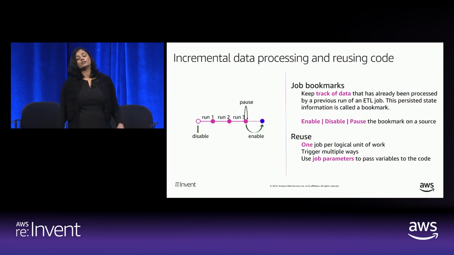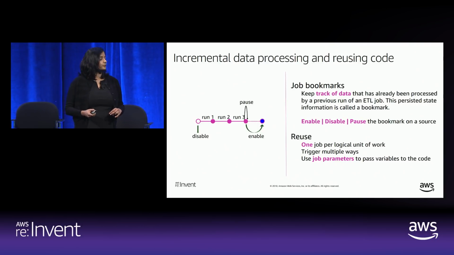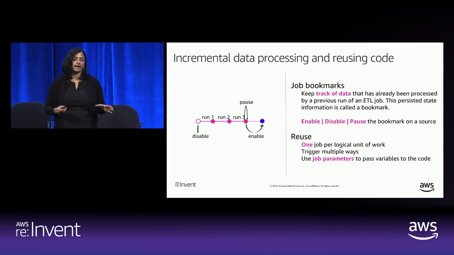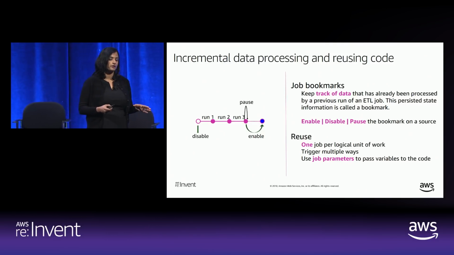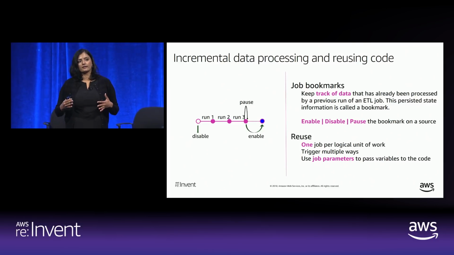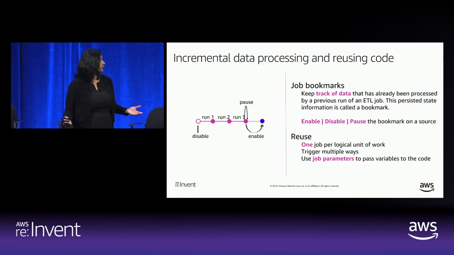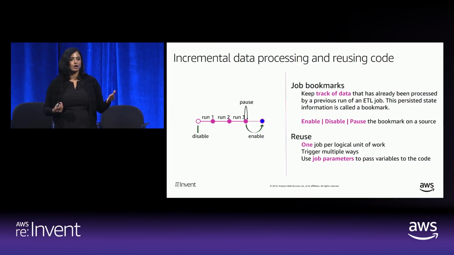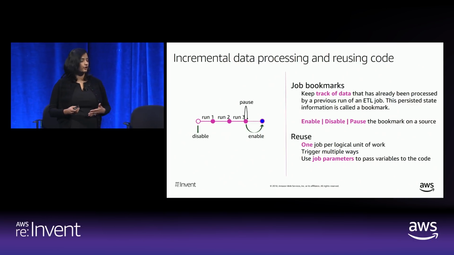You can also reuse AWS Glue ETL jobs by parameterizing the code that is part of your ETL jobs. The code is stored in your S3 buckets. You can use the same script across multiple AWS Glue jobs. And you can also trigger the same Glue job across multiple triggers and across multiple conditions.